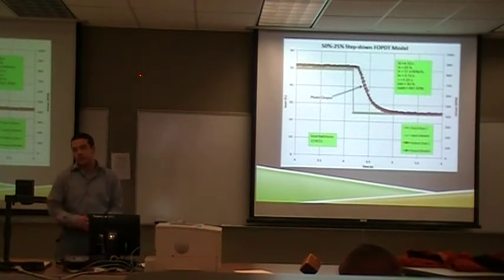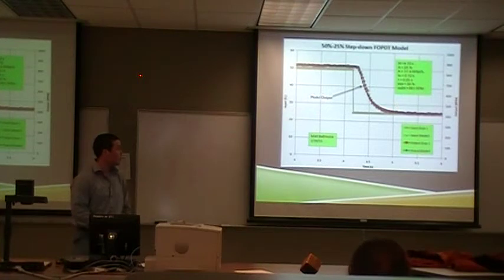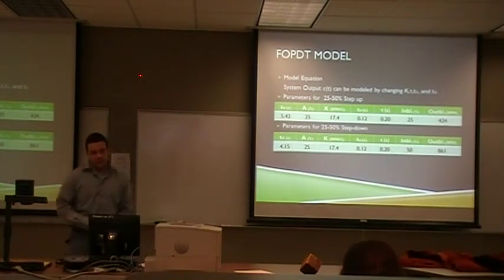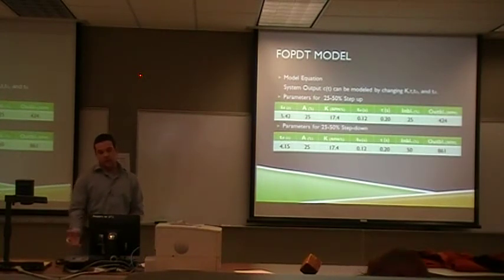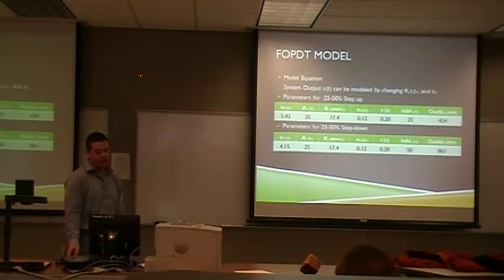Here's the same concept with the step down. We fit it, and as with the step up, it fit pretty closely, and the numbers are pretty much the same. This is just showing a table of the parameters that were used in the model equation to output the model graph.